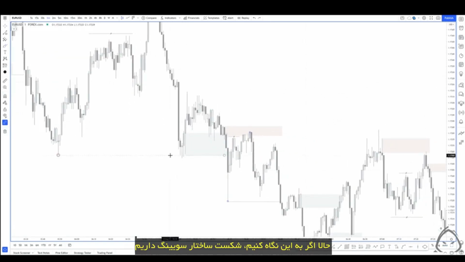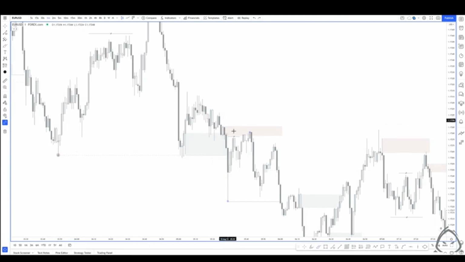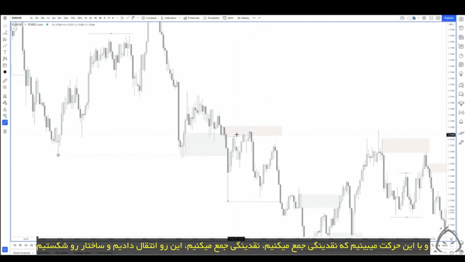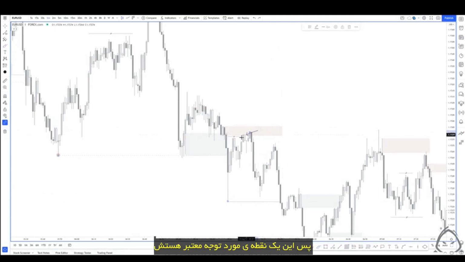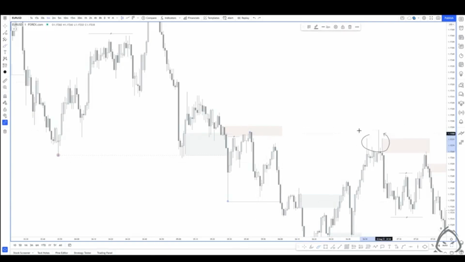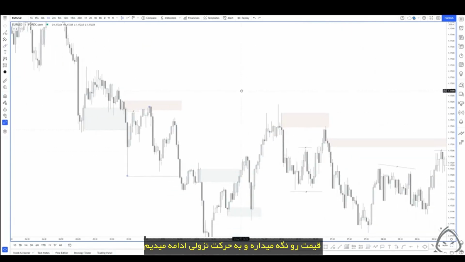Now again, if we look at this, we have a break of swing structure. We have this inside bar. We have inducement. Price taps into it and runs. And what we can see with this one is we take liquidity, we've mitigated this and we've broken structure. Therefore, this should be a valid point of interest. It holds and then we continue moving to the downside.